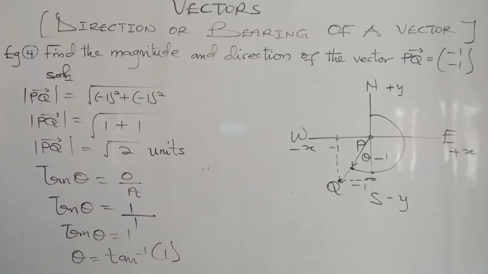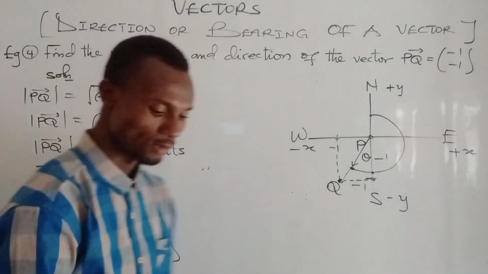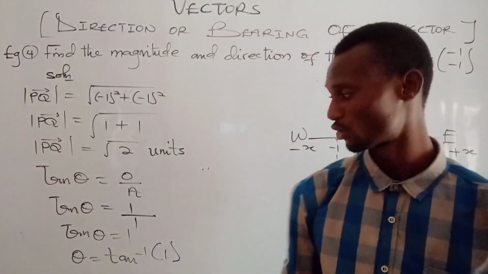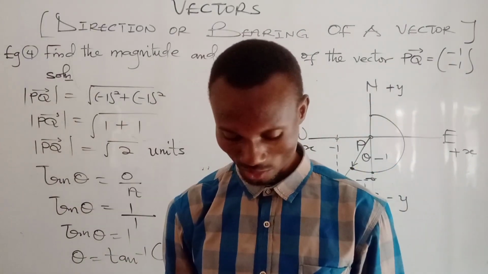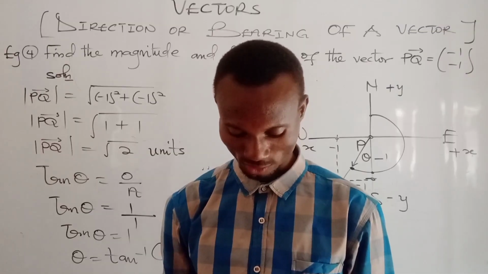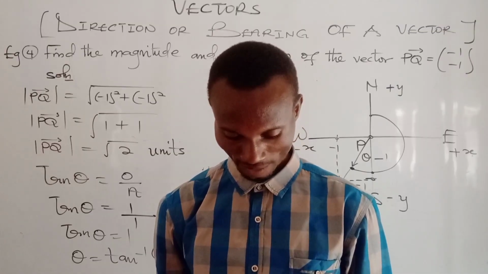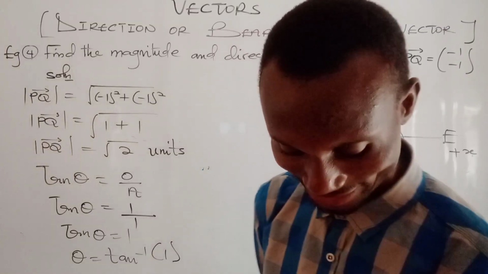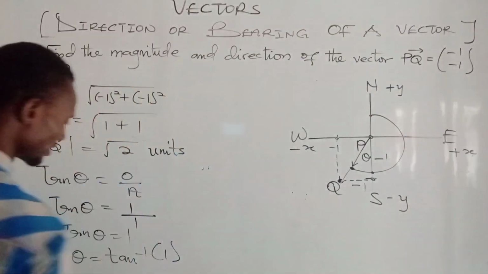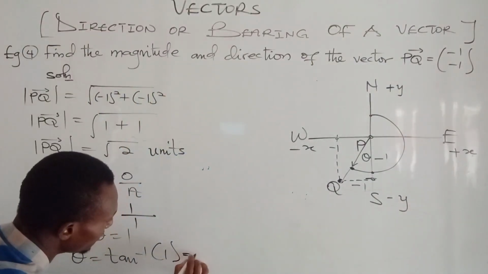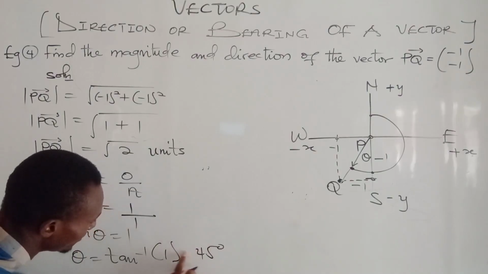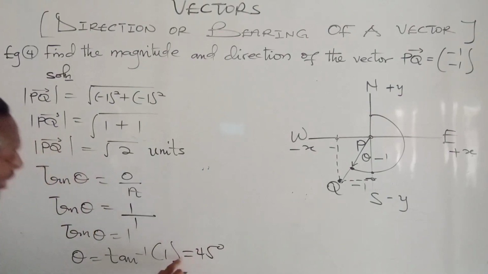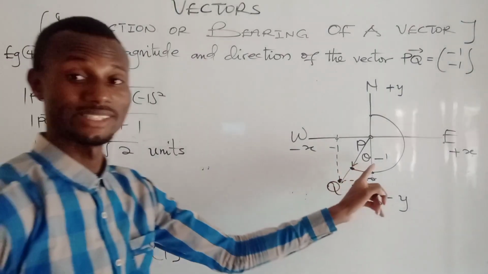Okay, and from here, you need to use your calculator to get the value of tan inverse of 1. So let me use my calculator and let's check what we will get for tan inverse of 1. And tan inverse of 1 is giving me 45 degrees. So I'm getting 45 degrees. Okay, so that's my value of the angle theta, which is here.